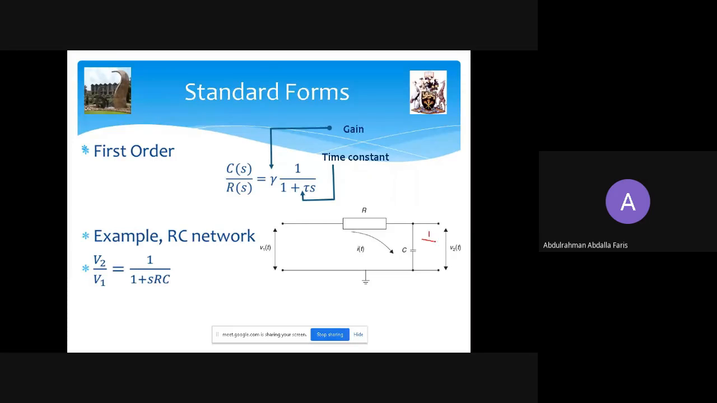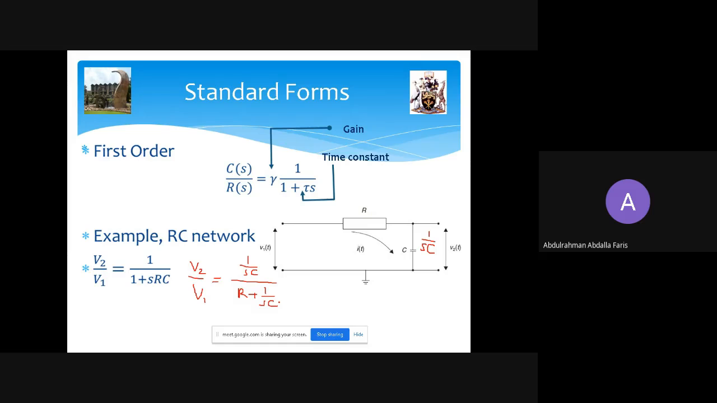in terms of S domain as this. So whenever you see a capacitor, just know in S domain it is 1 over SC, provided that the initial conditions are 0. And then what I do is that V2 over V1 is actually this value here, divided by the total impedance, which is R plus that.